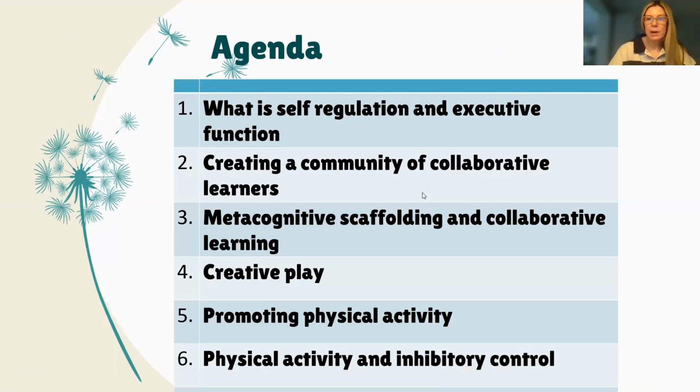So let's first have a look at what we're going to be looking at today. So what is our agenda? First of all, we're just going to be having a quick reflection over what is self-regulation and executive function, reactivating our memory to see if we can remember what that is from previous sessions. Then we're going to be looking at what is creating a community of collaborative learners, and what is this? We're going to be looking at metacognitive scaffolding and that collaborative learning. And then we're going to be looking at how this all links into creative play. And then we're going to be moving on to looking at how you can promote physical activity within your setting, and then how inhibitory control, that impulse control, affects that physical activity and how they work together.